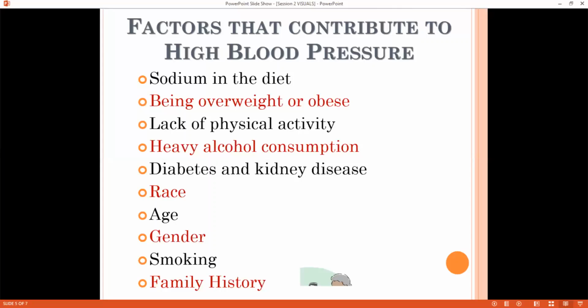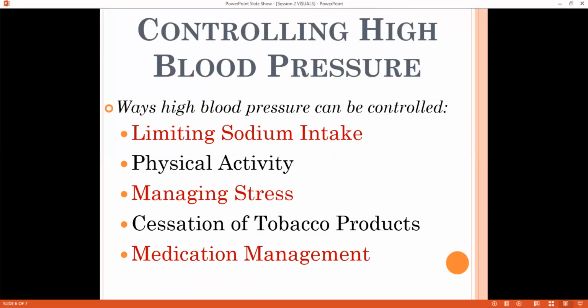Then turn to page 11 in your workbook and answer: controlling high blood pressure, 5 ways high blood pressure can be controlled. Please answer the question on page 11, and then on page 12, you can also review the Know Your Numbers handout.